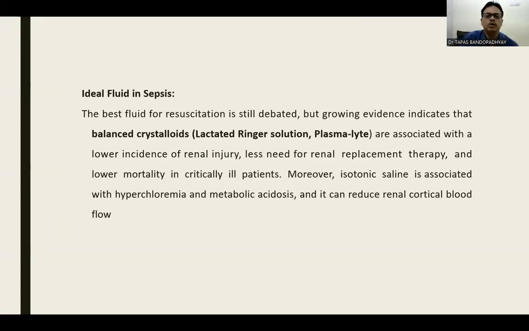Another important thing that you should also know is what the ideal fluid is in case of sepsis. The best fluid for resuscitation is still debated. Use of steroids is still debated. But growing evidence indicates that balanced crystalloids like lactated Ringer solution and Plasma-Lyte are associated with a lower incidence of renal injury and less need for renal replacement therapy. Isotonic saline is associated with hyperchloremia and metabolic acidosis, and it can reduce renal cortical blood flow. The ideal fluid in the sepsis setting, if available, is Ringer solution or Plasma-Lyte.